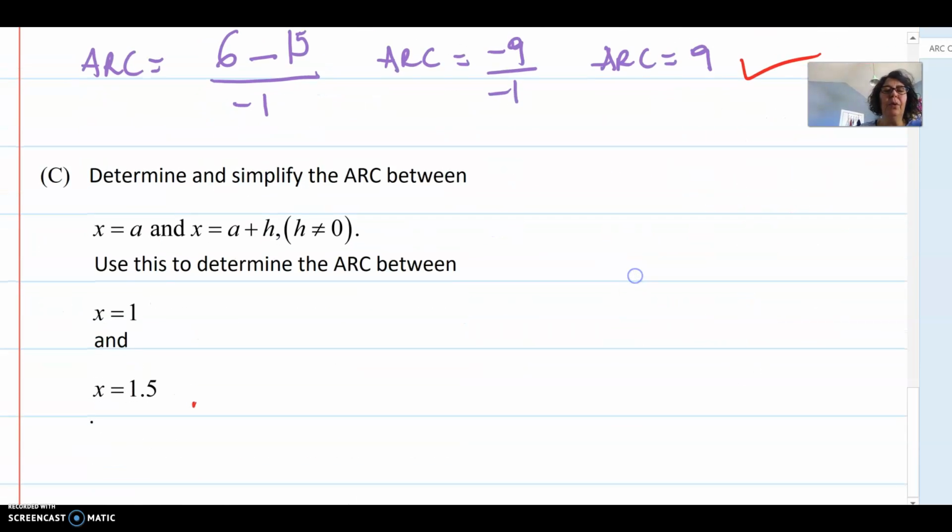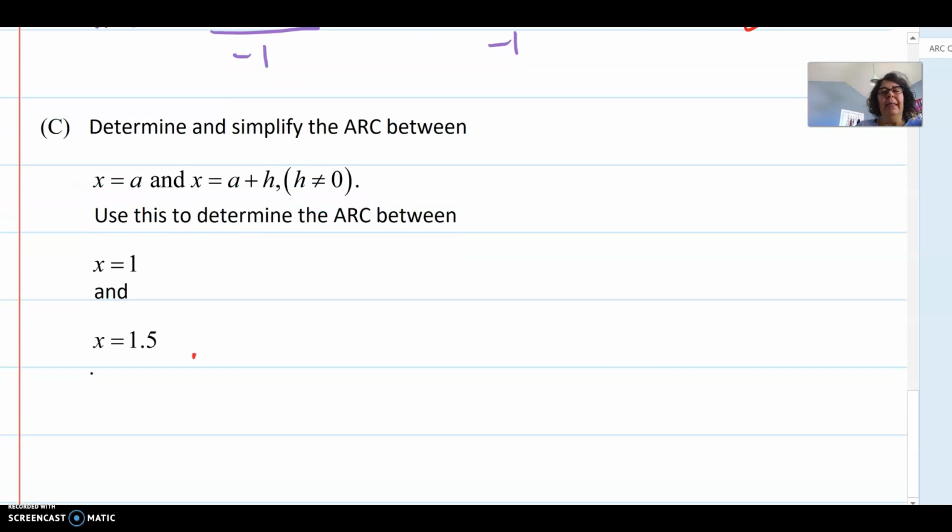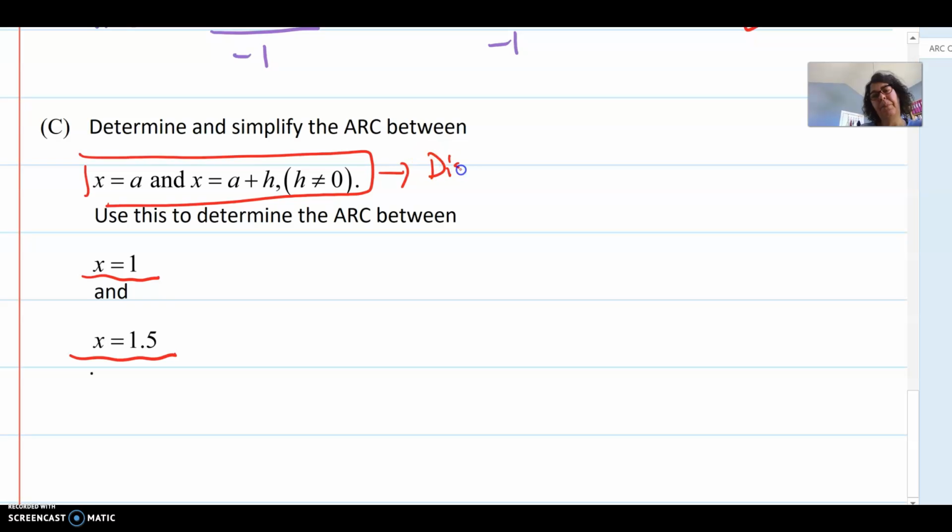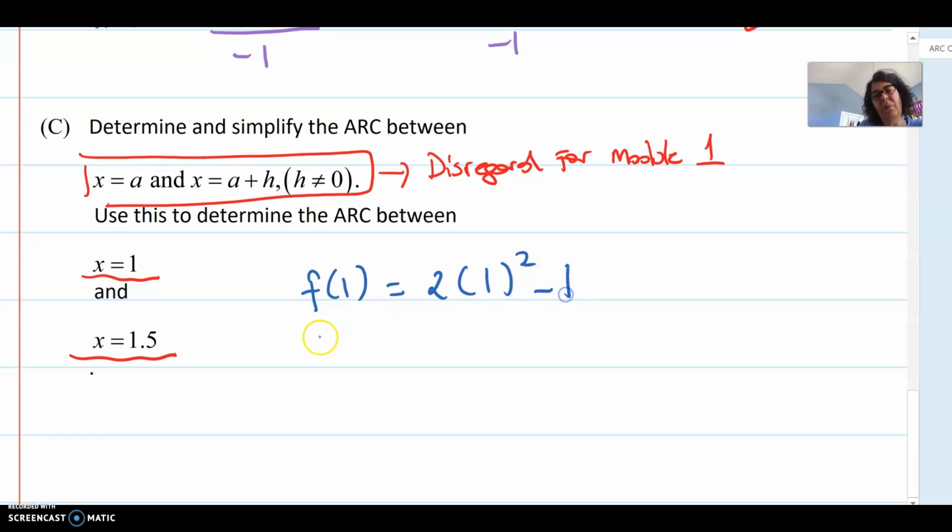Okay, so again, we can do x equals 1 and x equals 1.5. Please disregard this for module 1. For module 1, we will be interested in these types of problems in module 2. So then we can go ahead and do f of 1, which is 2 times 1 squared minus 1. And f of 1 will be 2 minus 1, which is 1.